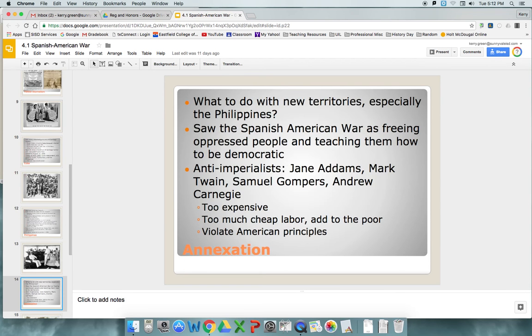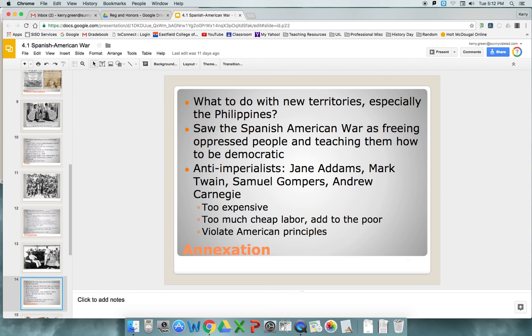Commodore Dewey. So the pressing question now is what to do with the new territories, particularly the Philippines. Do we give them independence? Do we keep them as a territory? And these are some of the questions that we're stressing about, right? And of course, if we argued that the Spanish-American War was about freeing oppressed peoples, it's kind of hypocritical to then be holding on to the Philippines the way we were.